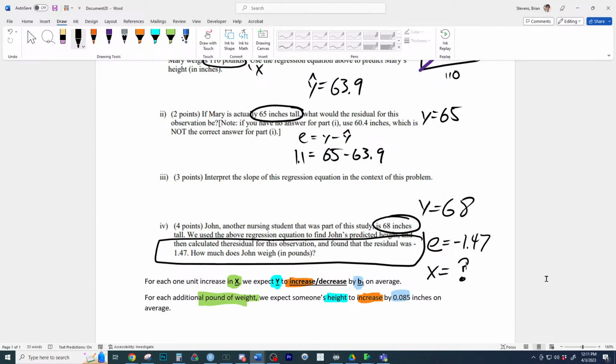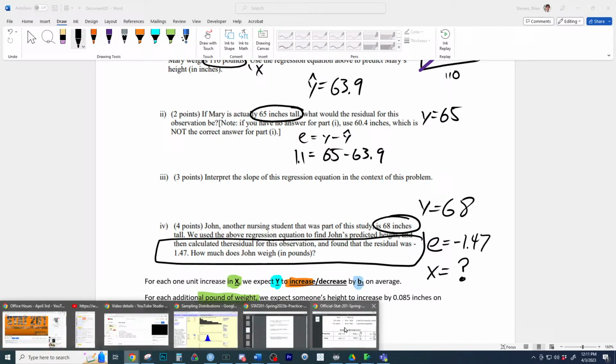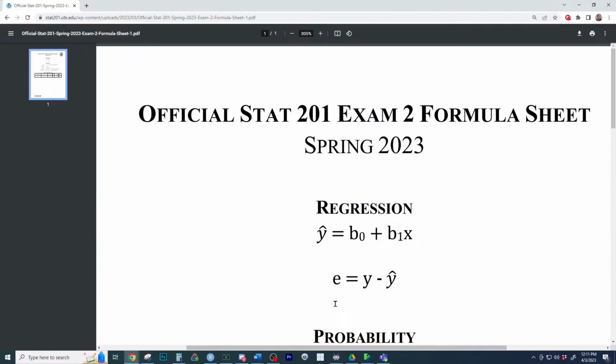Now, there is no Y bar for this one, though. Y bar is the mean of all the Y observations, so we don't have any Y bar values for this one. Good job, Jesse, right there. This one does not include Y bar because this is all on regression. You can use Y bar sometimes in regression, but we won't use it right here.